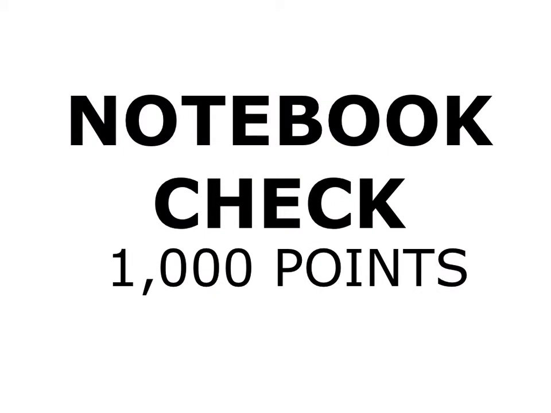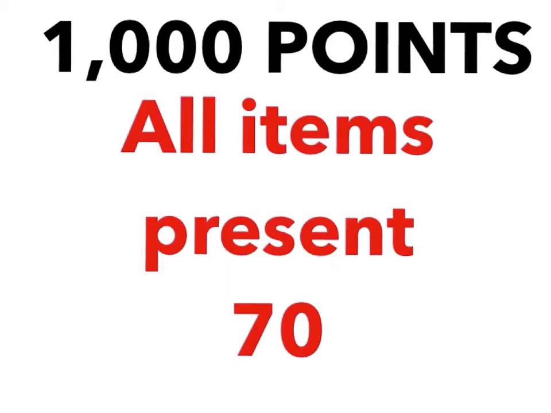Here's how your notebook check will go. It is very simple. It's worth 1,000 points. The number of items that you must have to get 1,000 will be 70. And an item is considered homework, notes, warm-up quiz, test, things like that. But a homework is only one item. If you have 2 pages of homework, it's not 2 items. It's 1 item. You don't count every page in your notebook. It's just 1 per item.